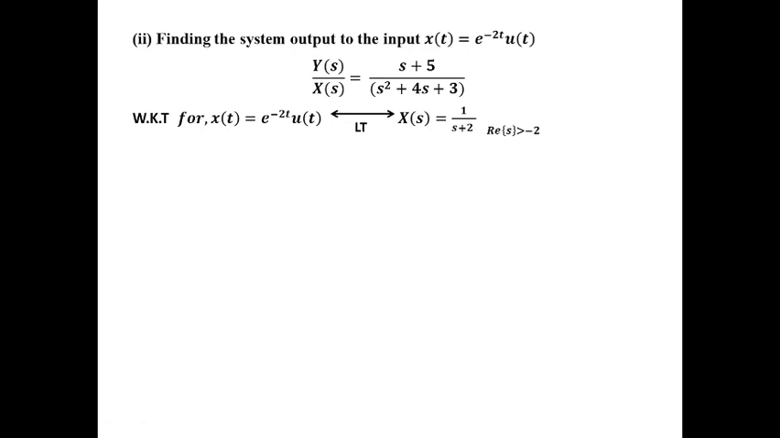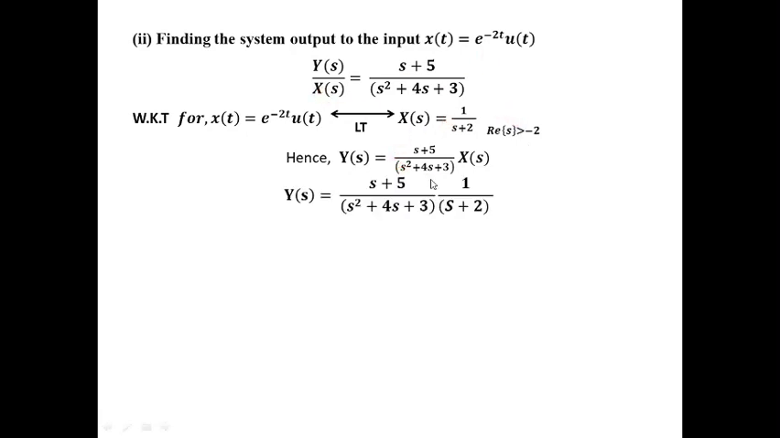So we know very well the formula that e power minus at u of t Laplace transform will be 1 by s plus a, real part of s greater than minus a. So applying the same formula, e power minus 2t u of t Laplace transform will be 1 by s plus 2, real part of s greater than minus 2. Now you substitute this X of s, take it to the other side. So s plus 5 and multiply. So now you get this equation. Now from Y of s, we have to take inverse Laplace transform and find y of t.